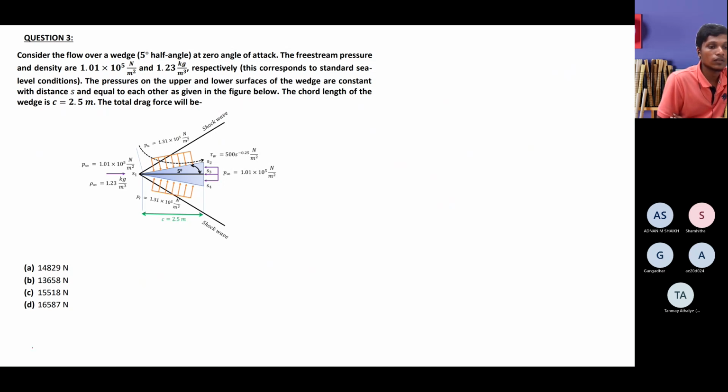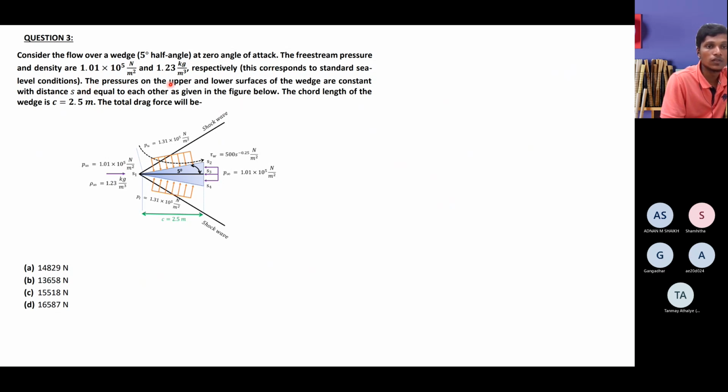Let me take the laser pointer. Here you have 5 degrees, the half wedge angle, and it is at 0 angle of attack. That means the incoming flow is parallel to the chord line of this wedge. They give the free stream pressure and density as 1.01 times 10 to the power 5 Newton per meter square, and 1.23 kg per meter cube, the units of density. This corresponds to the standard sea level conditions.